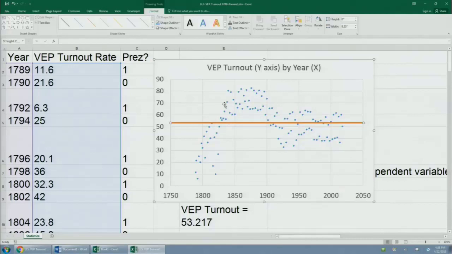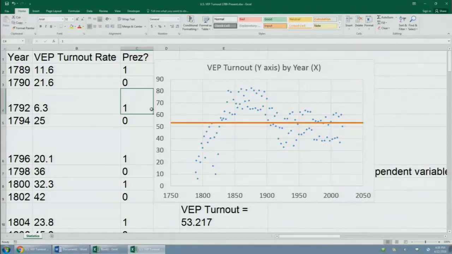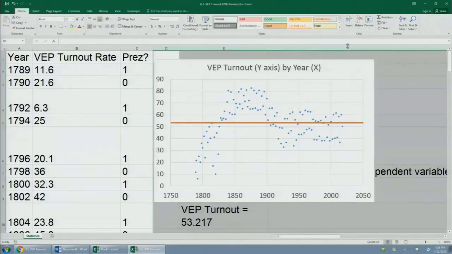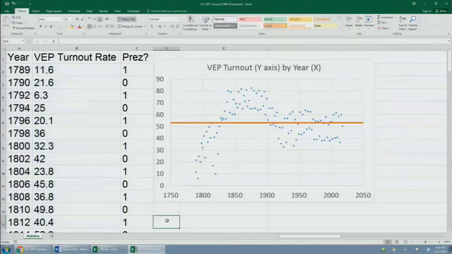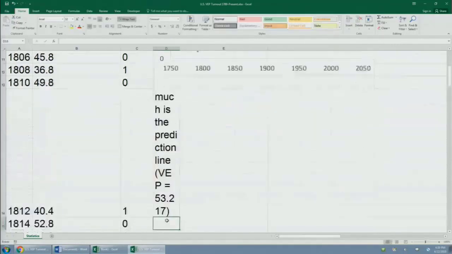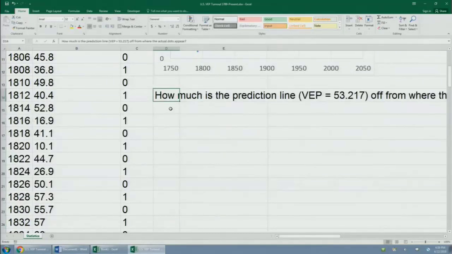So, how much is it wrong? How much is it off of all these little dots? Well, we don't rightly know. But we can find out. Okay, this is my question. How much is the prediction line, VEP equals 53.217, off from where the actual dots appear? How much is this off by?